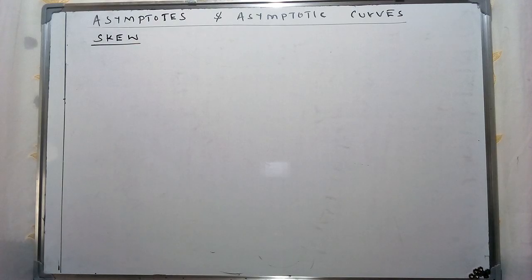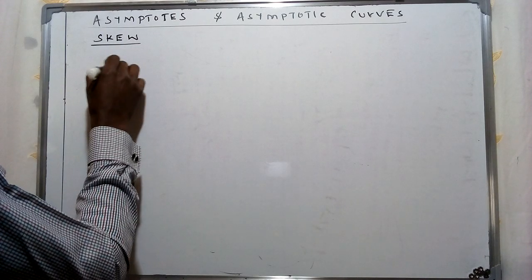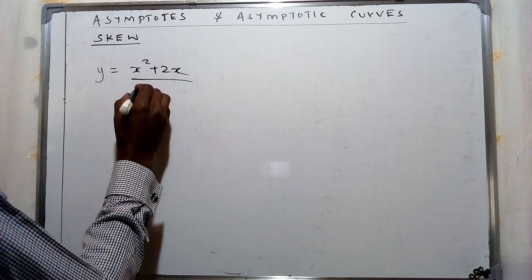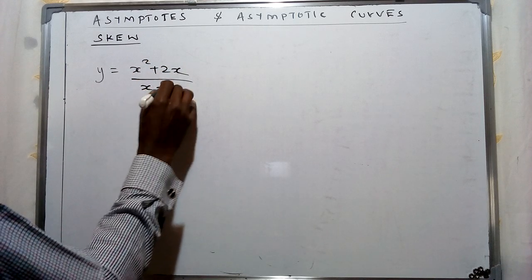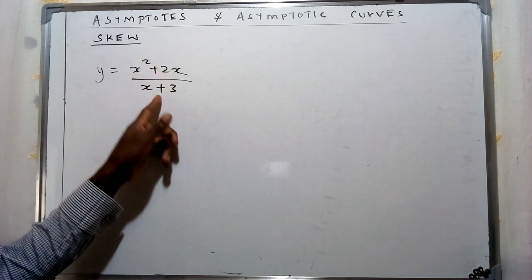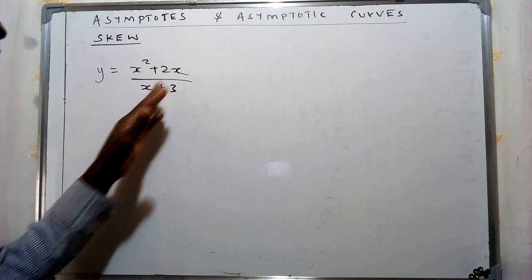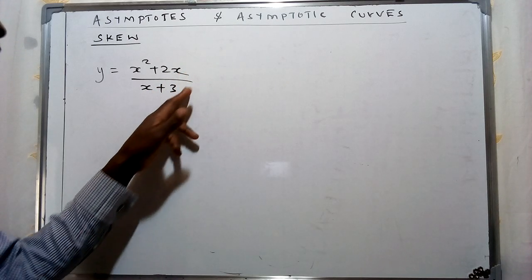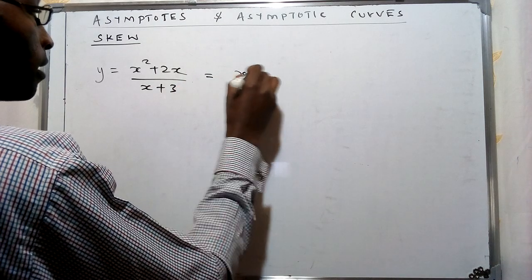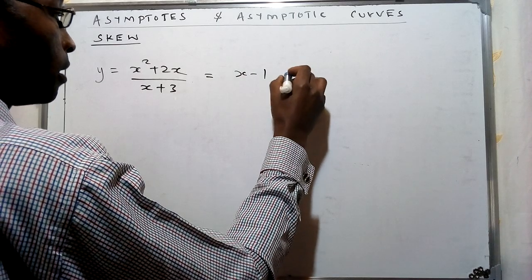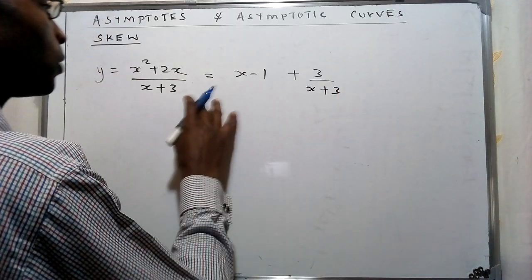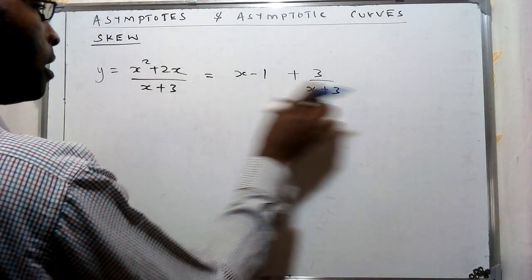So in this case, we're going to consider a function of the form y is equivalent to x squared plus 2x, divided by x plus 3. So in our previous discussion, I had said that if the numerator is of a higher degree compared to the denominator, then this is going to be an improper fraction, and we're going to write it in its quotient and proper form. And this is going to be giving us the value of x minus 1 plus 3 all over x plus 3.